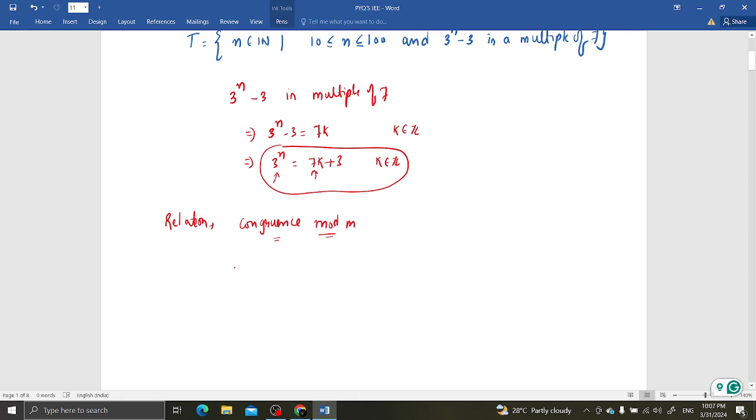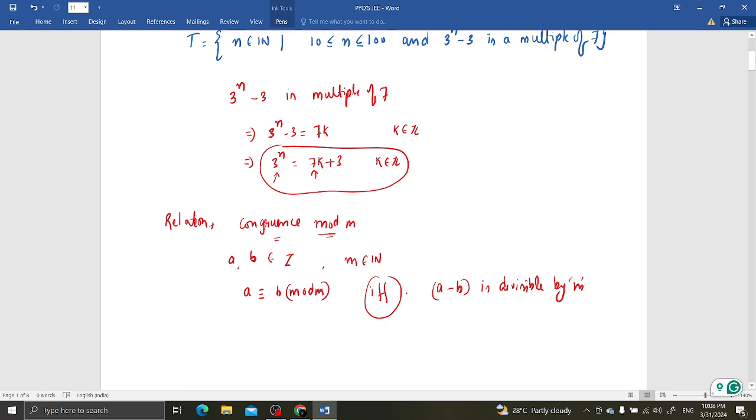Congruence modulo relation is, suppose we have two integers, A and B belonging to Z, and you have m which belongs to the natural numbers, that is, a positive integer. Then A is congruent to B modulo m if and only if A minus B is divisible by m.